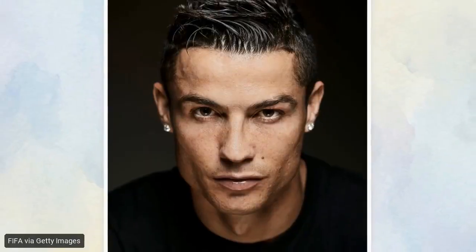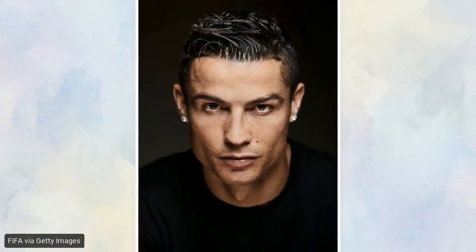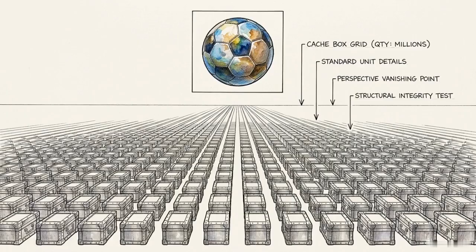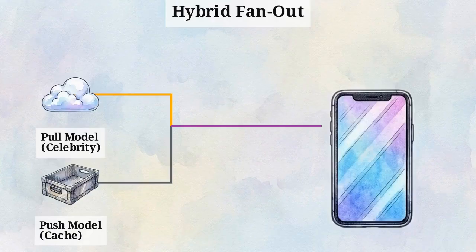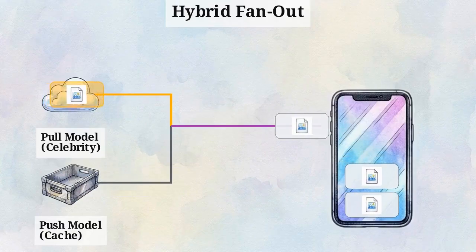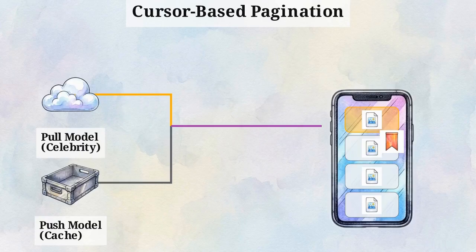But this breaks down when you introduce the celebrity exception. Think about an account with hundreds of millions of followers. If the system tried to push a single new post into 600 million individual caches simultaneously, it would create a massive write amplification backlog and crash the update queues. The architecture uses a hybrid fan-out model. Celebrity posts bypass the push model, dynamically pulled and merged with your pre-computed cache instantly.